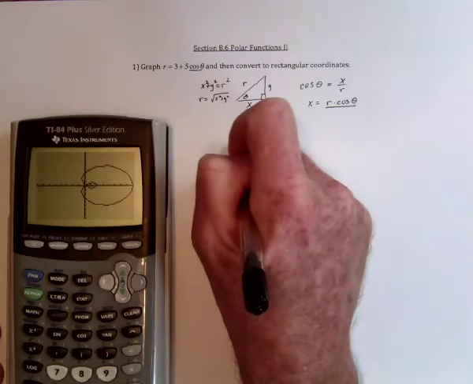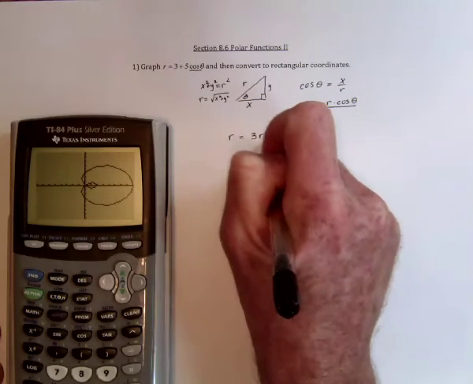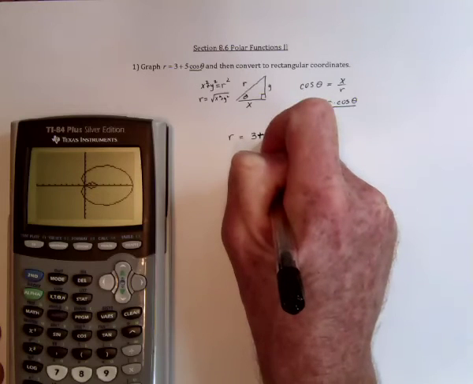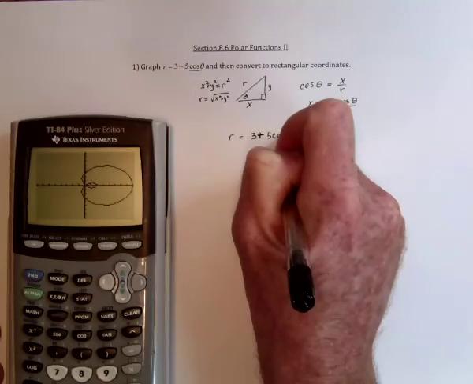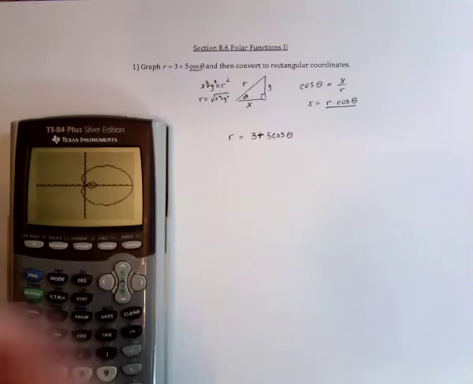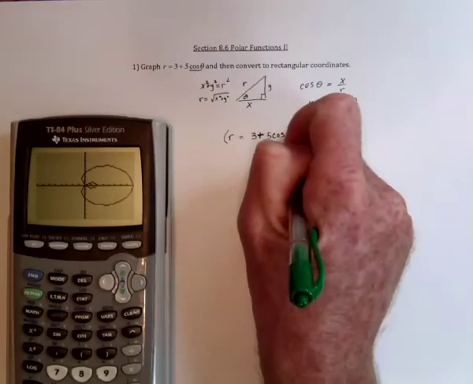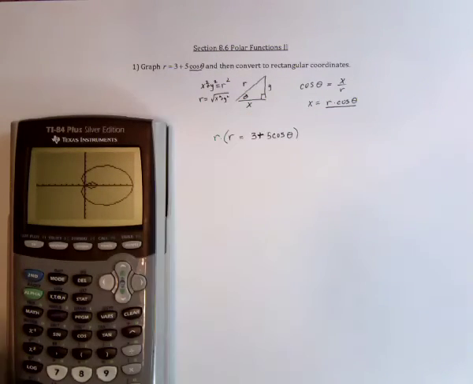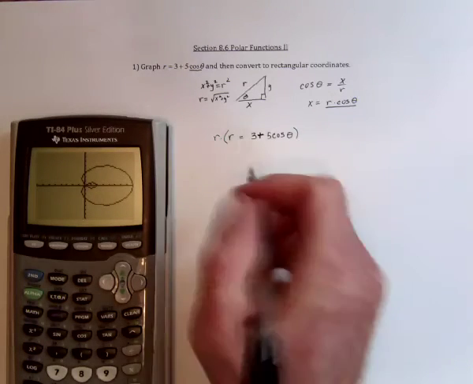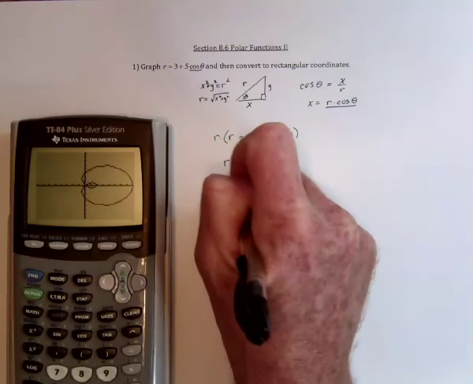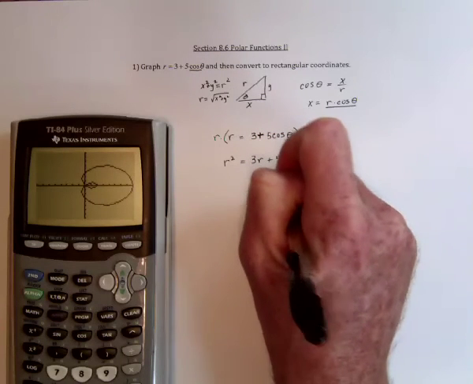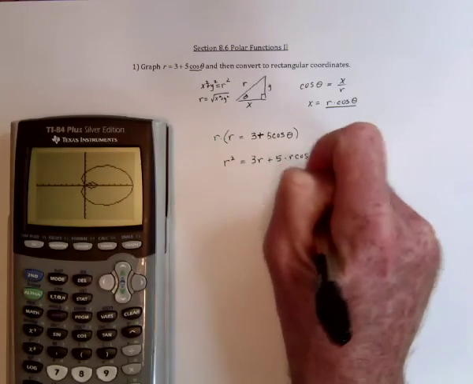Or here's an idea: take the original function and multiply both sides by r. So multiply everything by an r, and then what that's going to do is over here give us an r squared, so we can use x squared plus y squared. There's going to be a 3r, and then there's going to be a 5 times r cosine of theta.